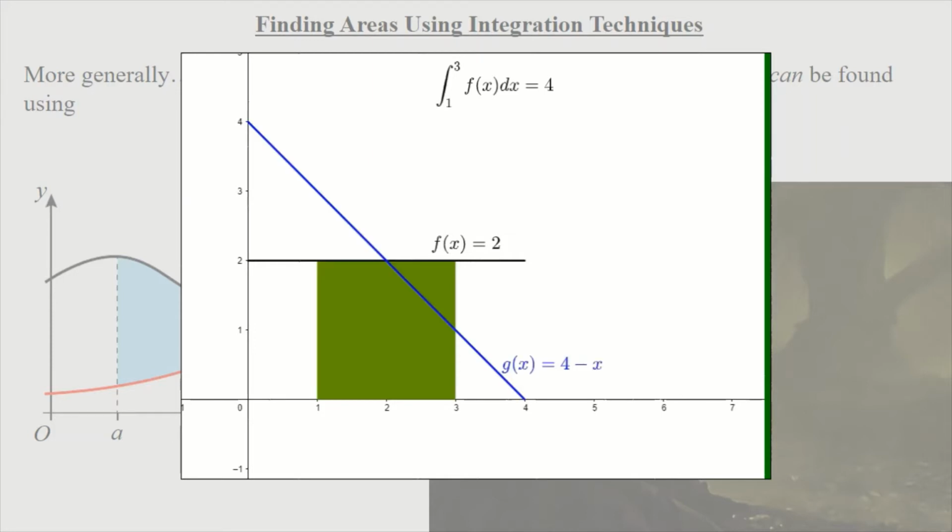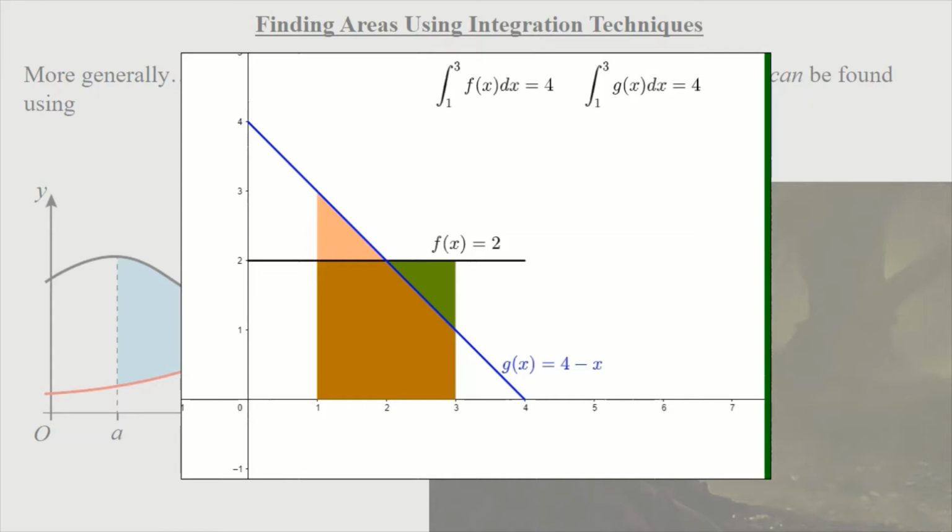The area is 4 and the integral value is also 4. Now I have added the function g of x equal to 4 subtract x defined between the same x values, and once again we're going to integrate g between 1 and 3 like so, and the area of this trapezium can also be represented as an integral from 1 to 3 of g of x dx, which also gives a value of 4.